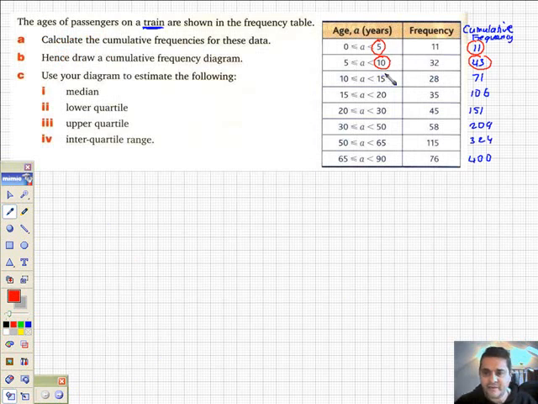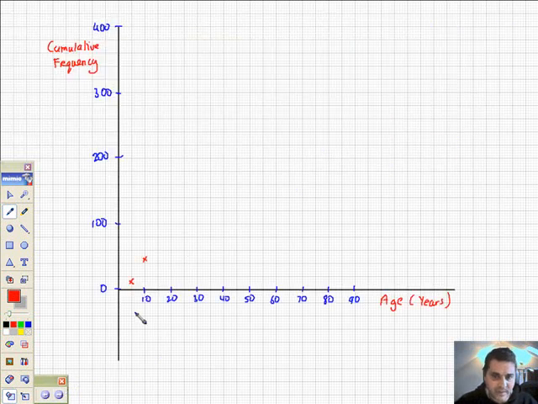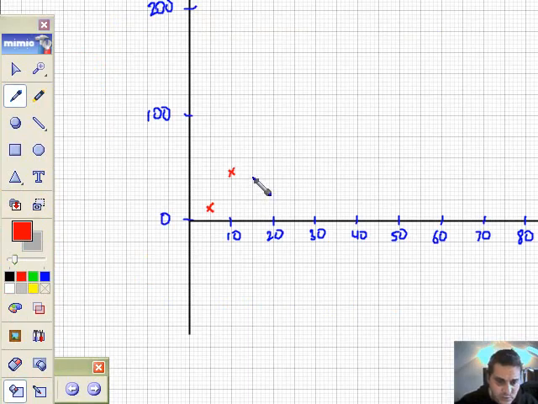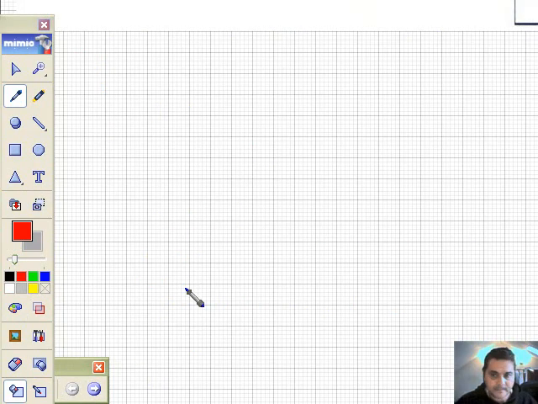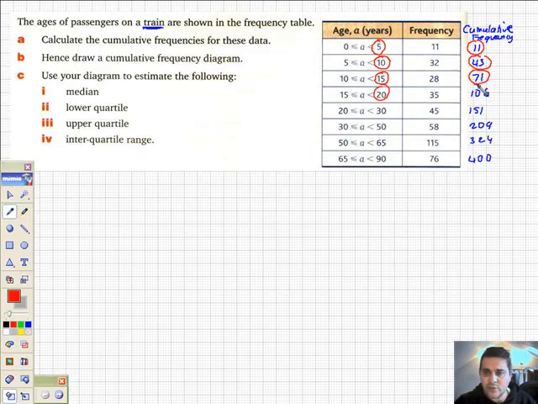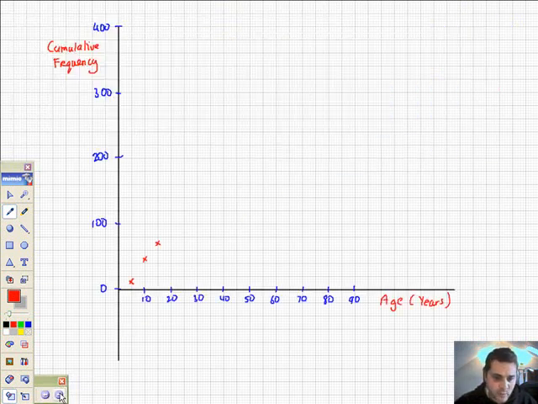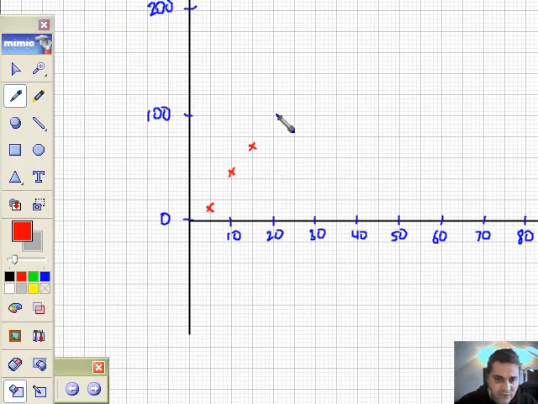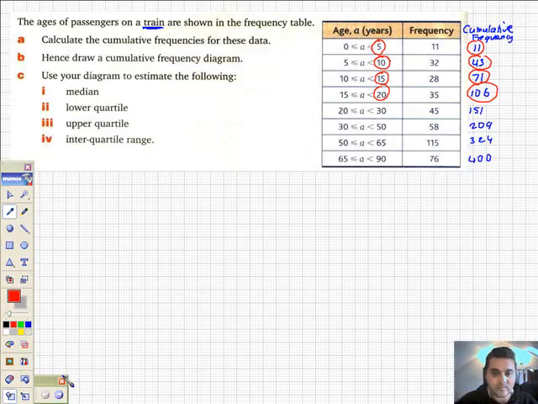Next one, 15 and 71. So here we go, try and do that one now. 15 along and 71, 20, 40, 60, 80, that's 70. I'm going to assume 71 is identical to 70. I can't get any clearer than that. Next one, 20 with a cumulative frequency of 106. So I'm looking for 106 on the 20. 20 and 120, 140. So 110 is there, 106 just below. Again, that's the best I can do. Next one, 30 with 151 cumulative frequency.